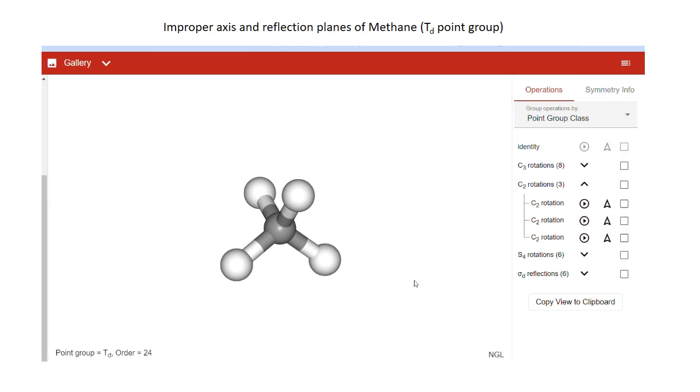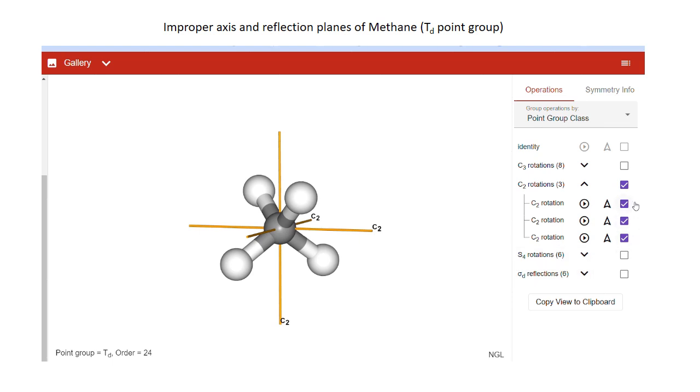Okay, let us see the improper axis of rotation in methane. Here, earlier we have studied that methane has three C2 axes which are perpendicular to each other, but it does not have a C4 axis. So what we are going to use for the S4 rotation is again the C2 only.